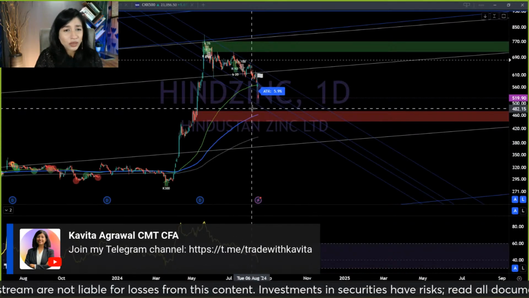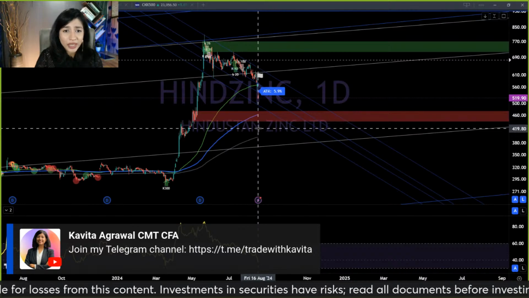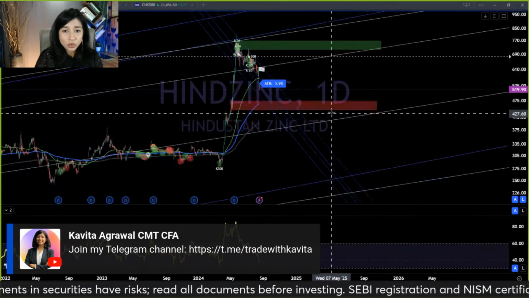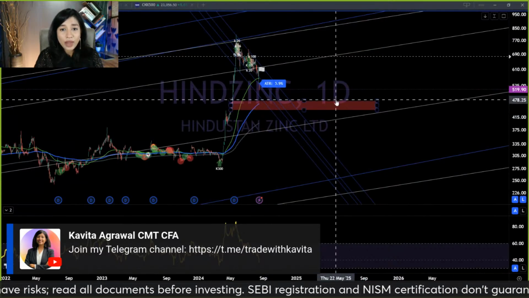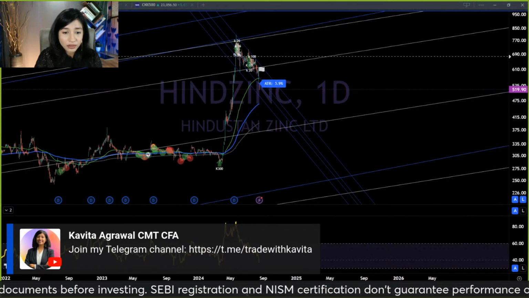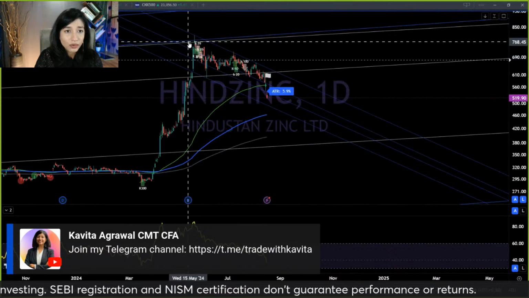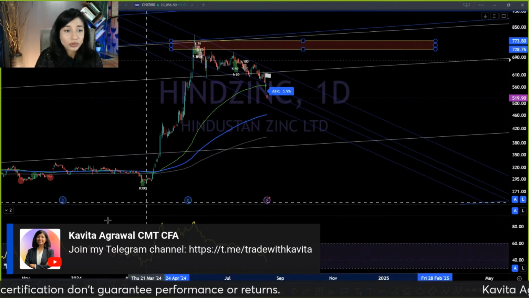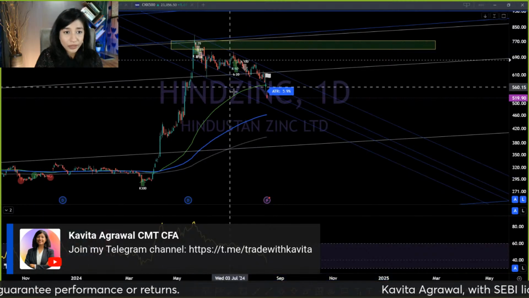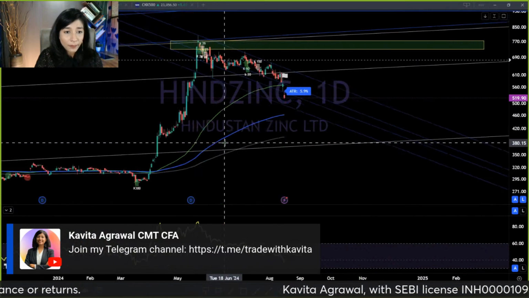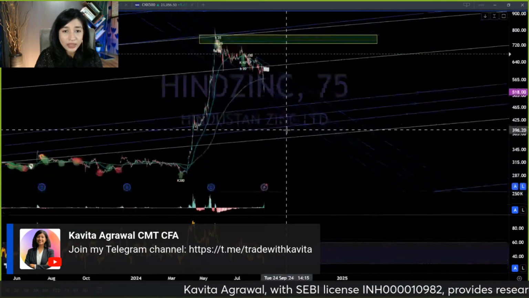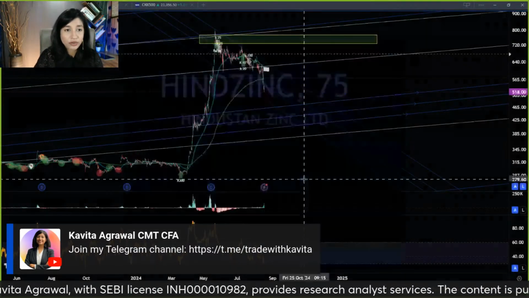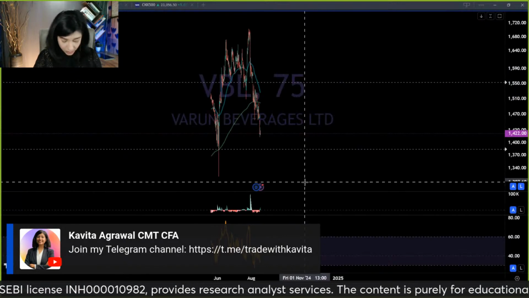So I would strongly suggest to avoid Hind Zinc right now. I think it's in a very, very strong correctionary zone. And also the kind of rally that it has already given, right? That's a very, very difficult sort of a rally to predict where it is going to establish the end of correction of this entire rally. So Hind Zinc, from a short-term perspective, is not a candidate for fresh entry in my perspective right now.